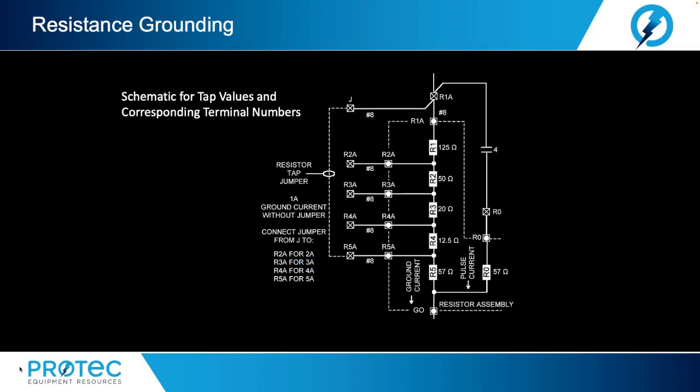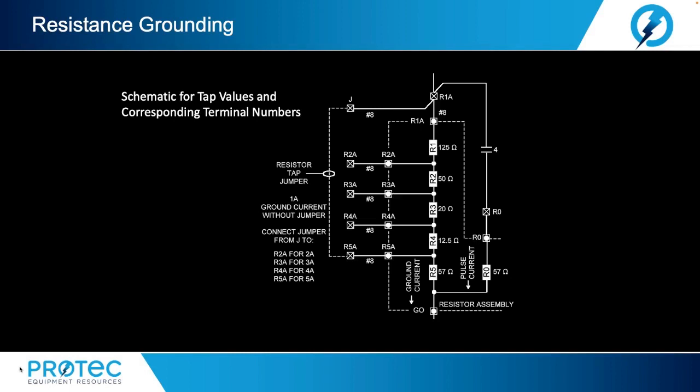Now let's take a look at the schematic for tap values and corresponding terminal numbers. The resistor tap setting will determine the amount of ground return current that a system will allow and whether the HRG will function properly. Improper resistor tap setting may result in equipment damage or malfunction.